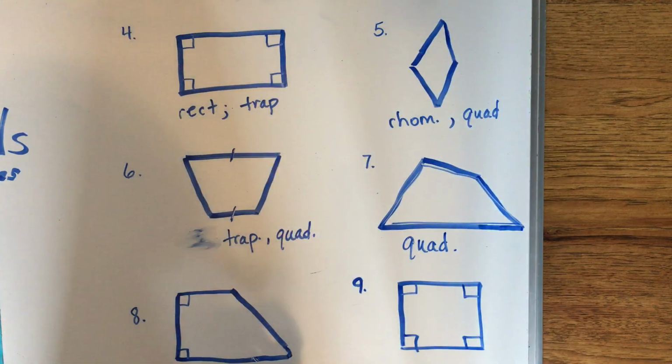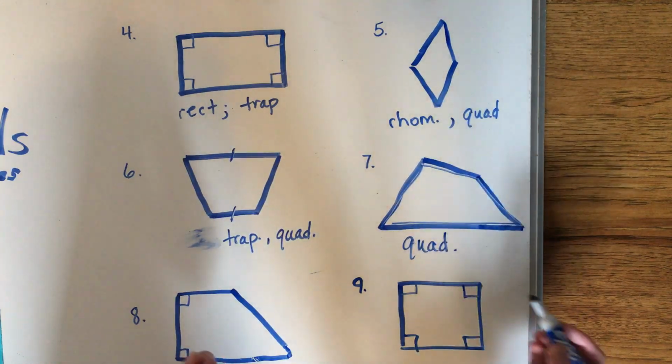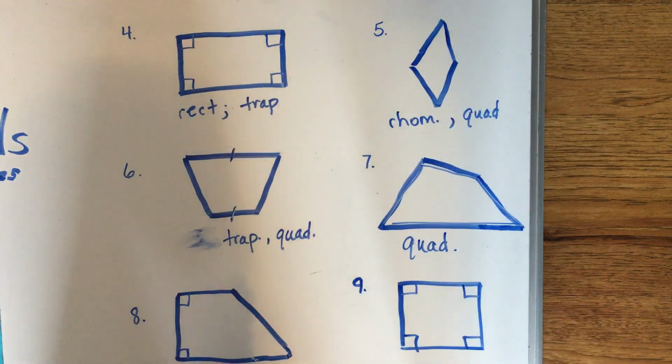It has four sides. Is this a rhombus? No, this side is so much longer than that. So that one's, I'm sorry, not a rhombus. That is only a quadrilateral. See, I'm getting all my words confused.